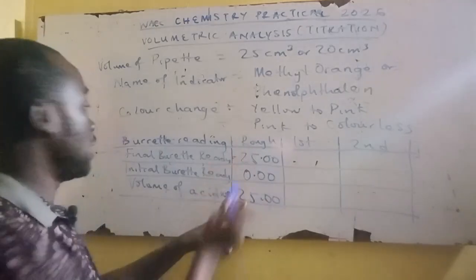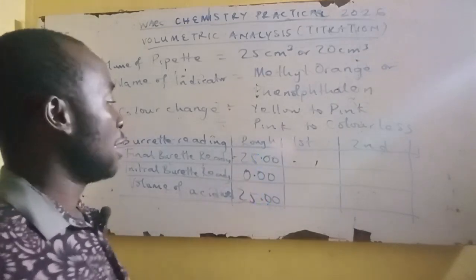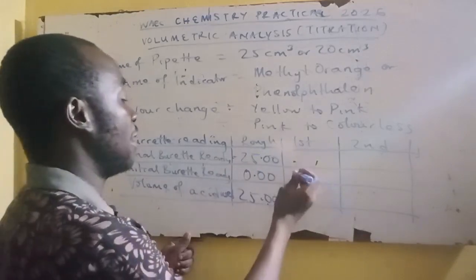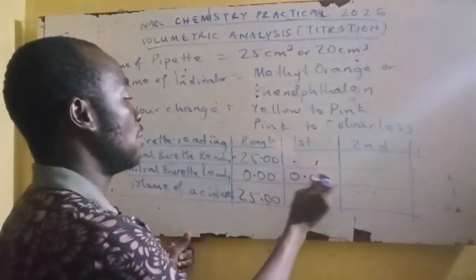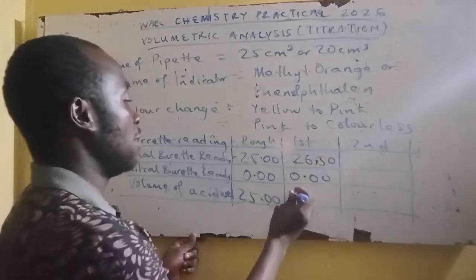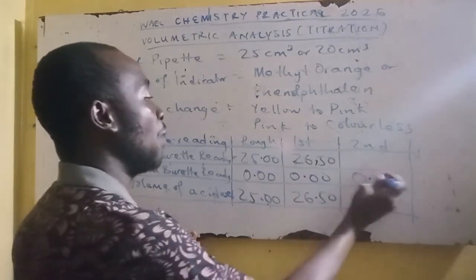And how do you get this one? You are going to subtract this one and you get the total volume of acid used. Now, if you fill up the acid again and you have maybe 0 and you have 26.50, then this one can be 26.50. Then you can also fill up your acid again.